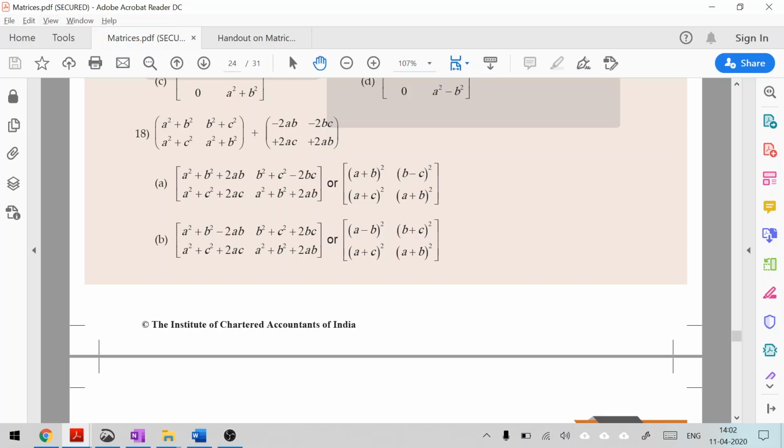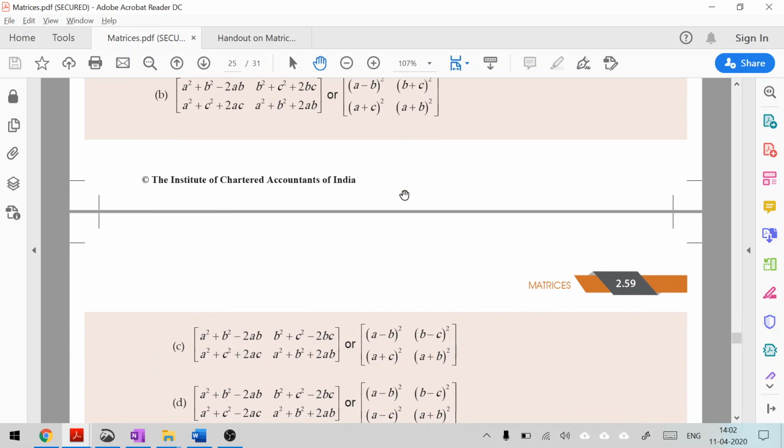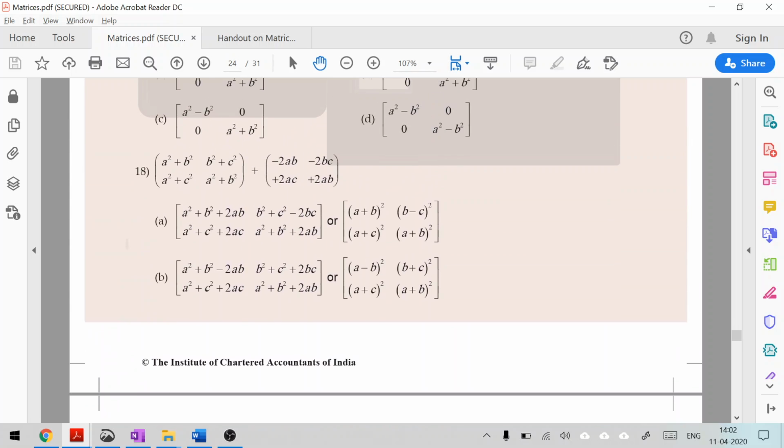Similarly, you can check the next element. Okay, b square plus c square minus 2bc. That is nothing but b minus c the whole square. We have eliminated option A. B minus C is not there in this, so option B is also eliminated. We are left with only C and D here. Okay, now in C and D, just check one thing. This is common, right? A plus B the whole square is common. This is also common. So just check for A plus C the whole square. Just check for this element.